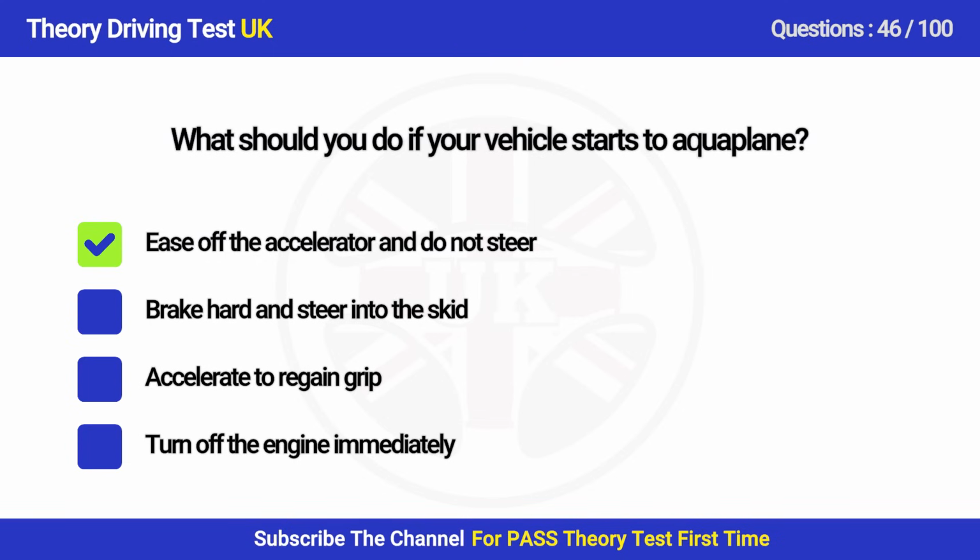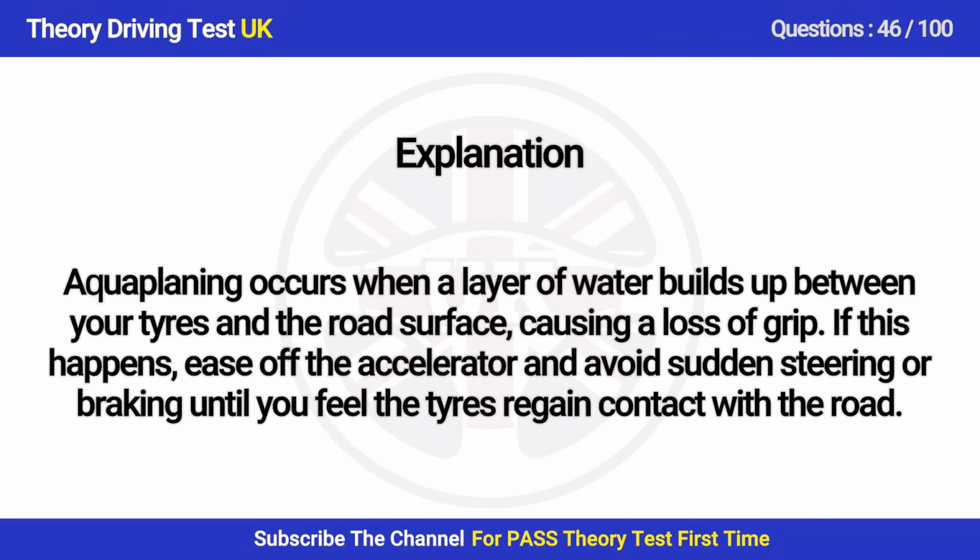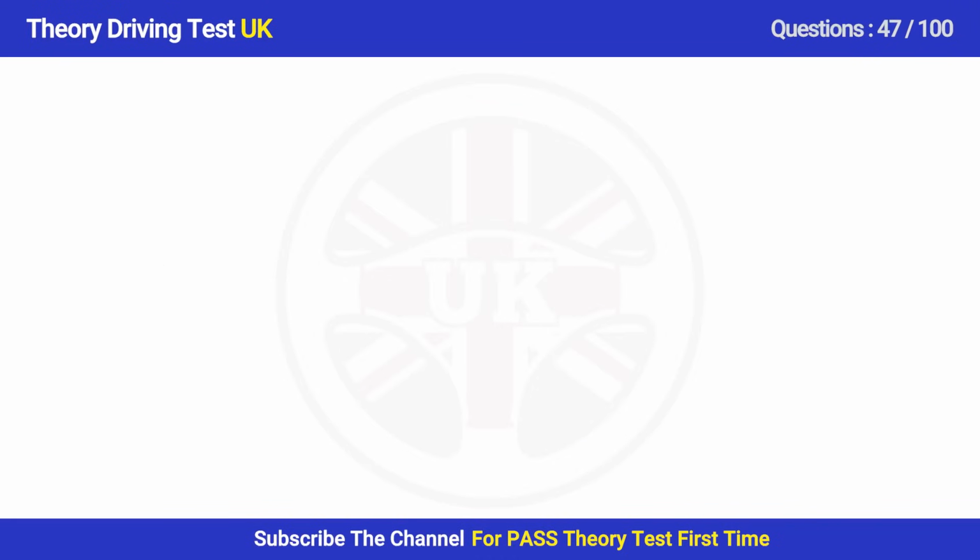Answer is A. Ease off the accelerator and do not steer. Aquaplaning occurs when a layer of water builds up between your tires and the road surface, causing a loss of grip. If this happens, ease off the accelerator and avoid sudden steering or braking until you feel the tires regain contact with the road.